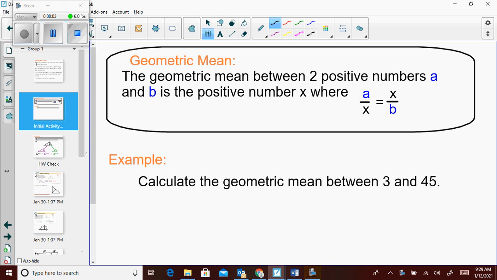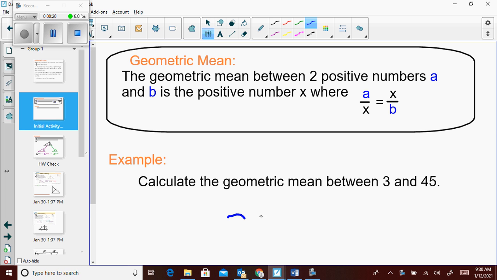Today we are going to work on geometric mean. It's just between two positive numbers. So what happens to the geometric mean? You'll see how it's applied later. It all comes from similar triangles, but you'll have a square term here. You'll have something multiplied by itself.